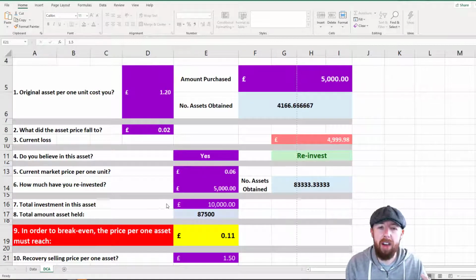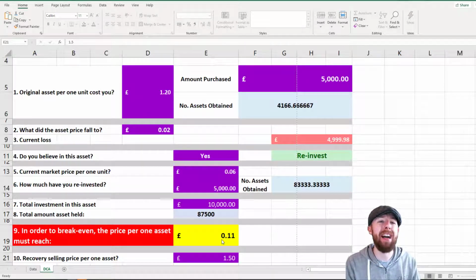If you rebought $5,000 here and you got $83,000, your break even would be 11 cents, which is basically 80% in market value. So if it goes up 80%, you are back in profit. You've lost no more money. You've got most of your money back. You would be in profit.